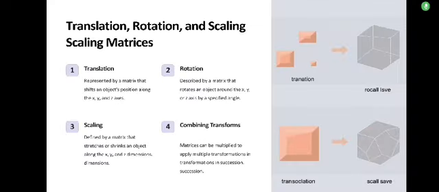and scale. Translation is represented by a matrix that shifts an object's position along the x, y, and z axes. Rotation is described by a matrix that rotates an object around the x, y, or z axis by a specified angle. Scale is defined by a matrix that stretches an object along the x, y, and z dimensions. Combining transforms: matrices can be multiplied to apply multiple transformations.